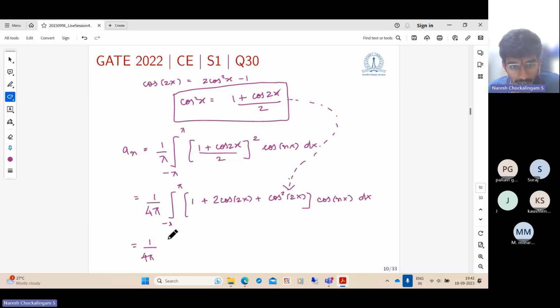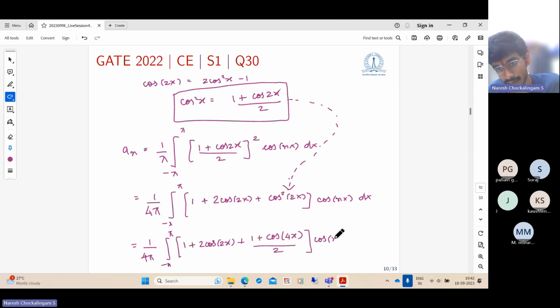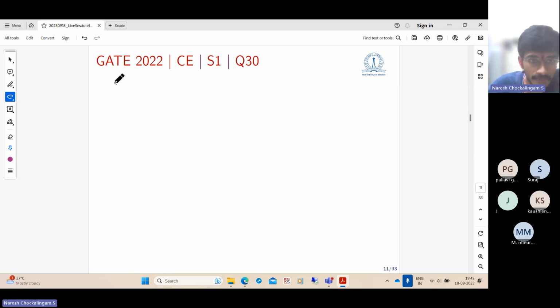1 by 4 pi integral minus pi to pi. We get 1 plus 2 cos 2x, there is no change. Here it will become 1 plus cos of 2 times 2x, which is cos 4x, by 2, multiplied by cos nx dx. Now, very simple, just do the multiplication. I'll do it on the next page.